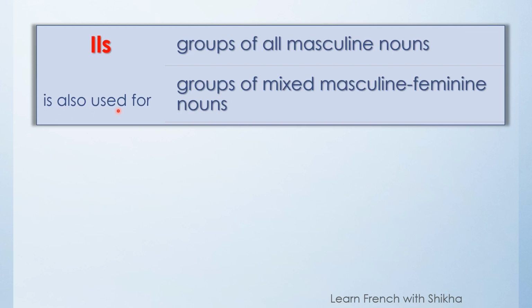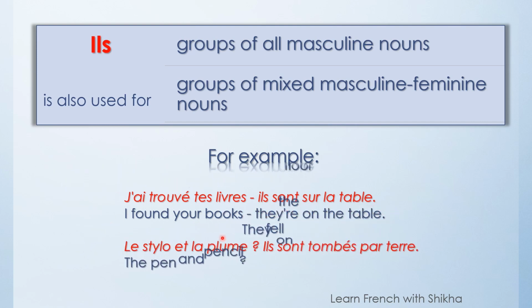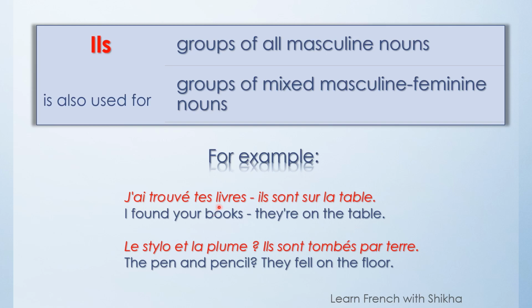Ils is also used for groups of all masculine nouns and groups of mixed masculine and feminine nouns. Like we did earlier, it is used for people, whether masculine or mixed gender. Now we are discussing masculine nouns and mixed gender nouns. For example, j'ai trouvé tes livres, ils sont sur la table. I found your books, they are on the table. Here we are talking about livres, a masculine plural noun, and we have replaced it with the pronoun ils. Repeat it again. J'ai trouvé tes livres, ils sont sur la table.